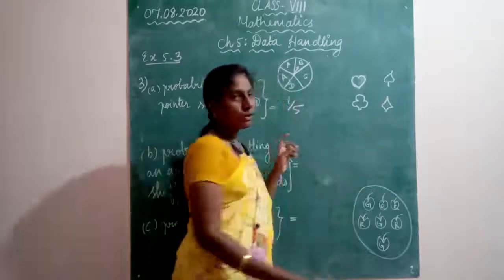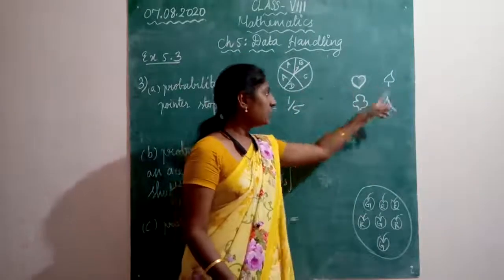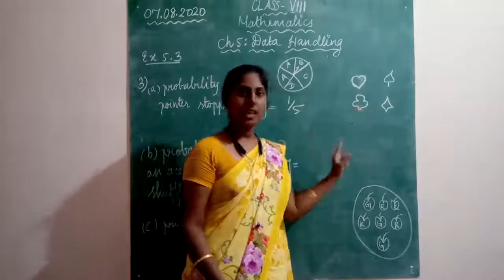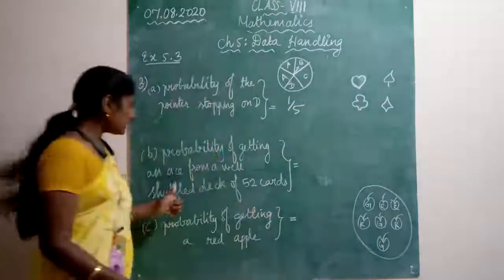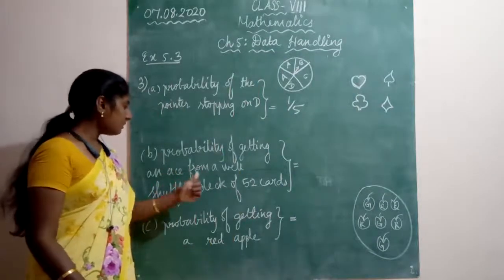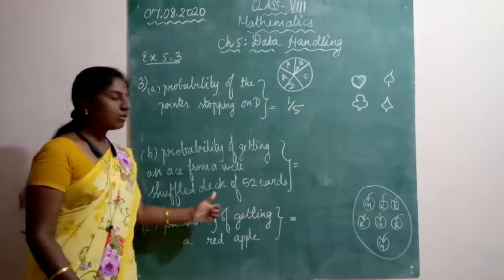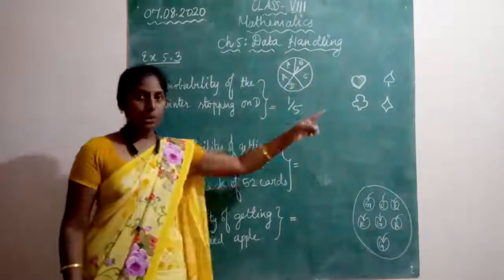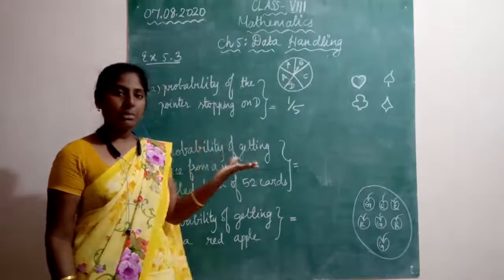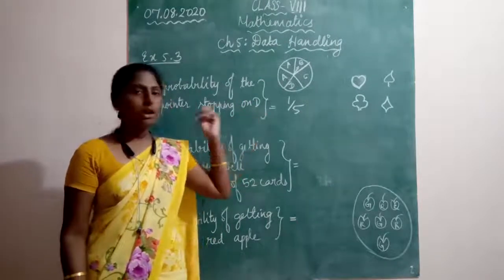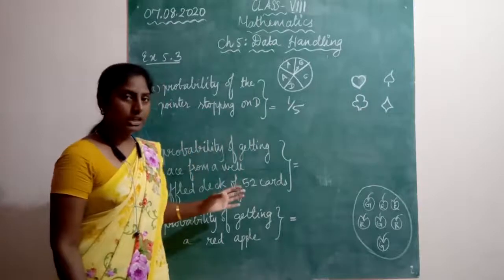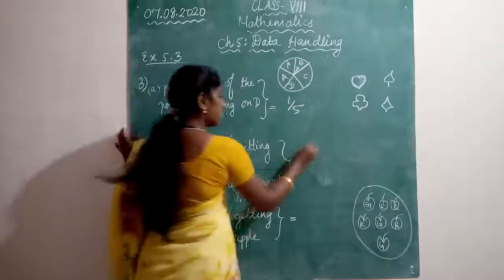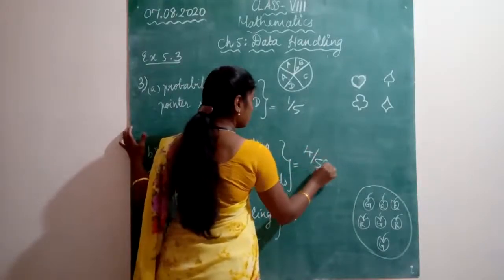So we have 4 shapes, and in each and every shape we have 13 cards, and in each shape we have an ace. So that is what is asked here: the probability of getting an ace from a well shuffled deck of 52 cards. If one ace is in each group, how many aces will there be in total? 4 aces, because we have 4 groups. So out of 52 playing cards, only 4 will be aces. So here the answer is 4 by 52.